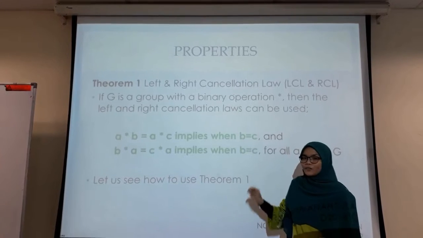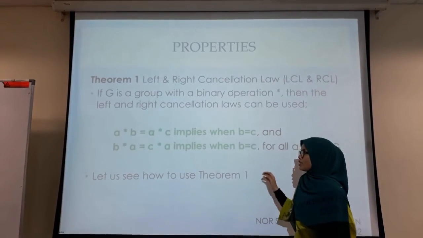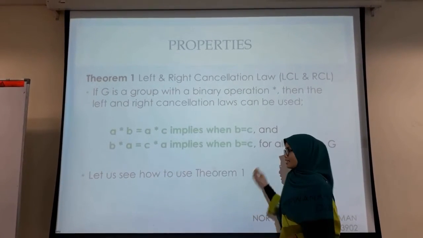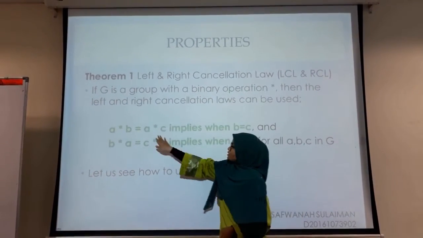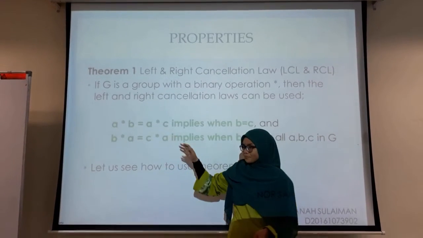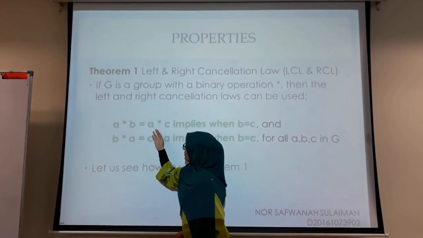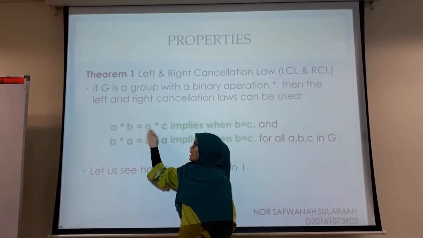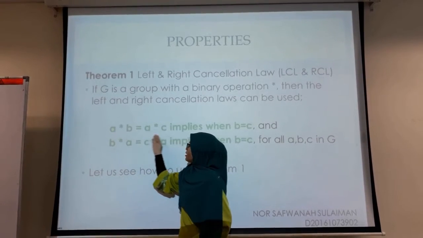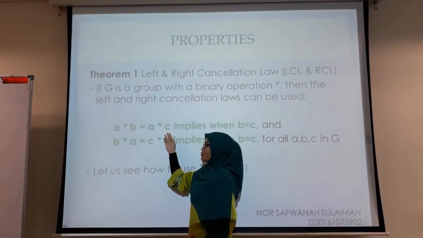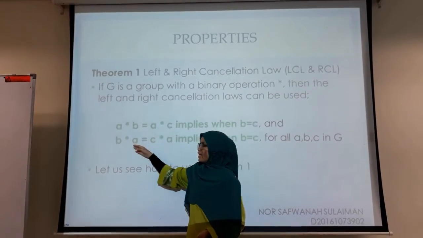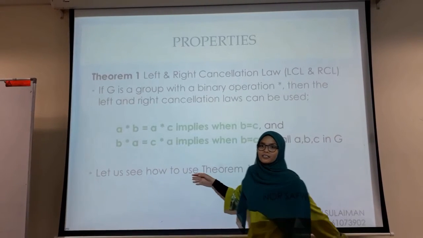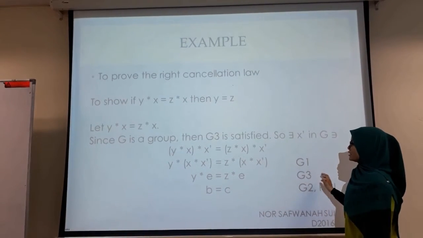In order to use RCL or LCL, we need to see where the element that we need to cancel is, the position of it. For this one, it is on the left hand side. So in order to cancel the A in this form, we need to use LCL, and the other one, where the A is on the right hand side, we need to cancel it using RCL. This is the example.